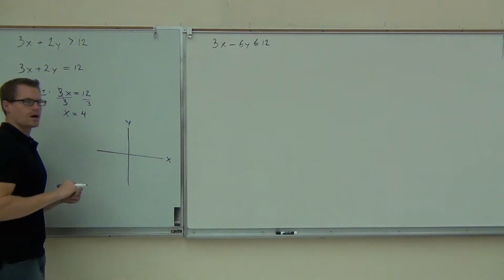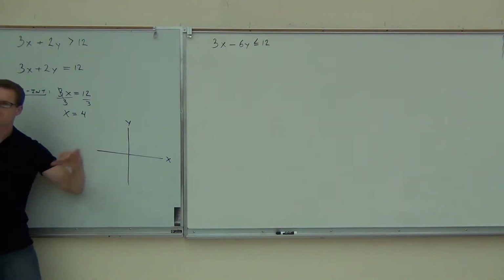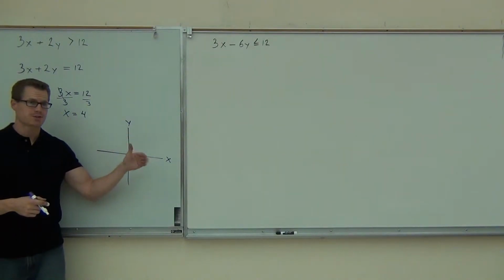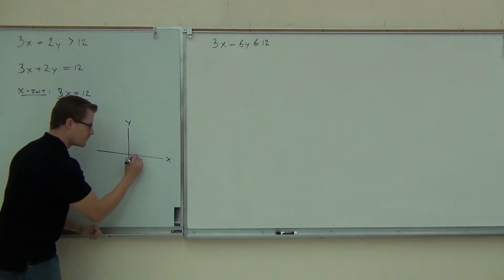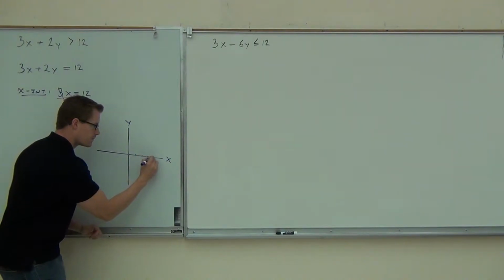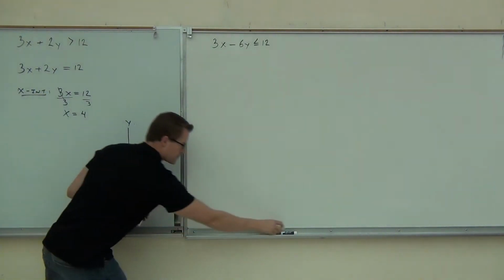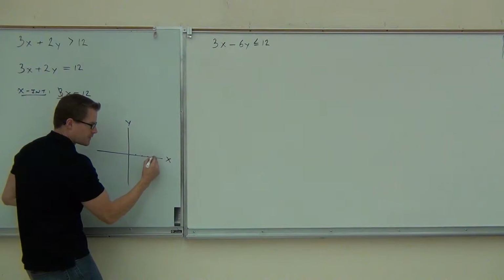So here's our x, here's our y. Here's what we know already. If we just found our x-intercept, we just found where our graph is going to cross the x-axis. That's this one. Where's it going to cross the x-axis? Yeah, it tells us. So we're going to go over to 4, and we'll put a point right there.